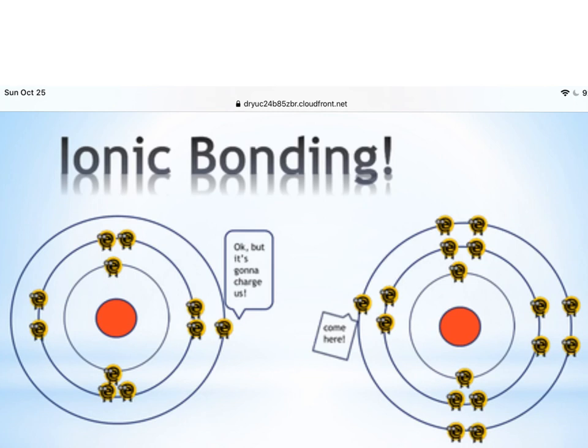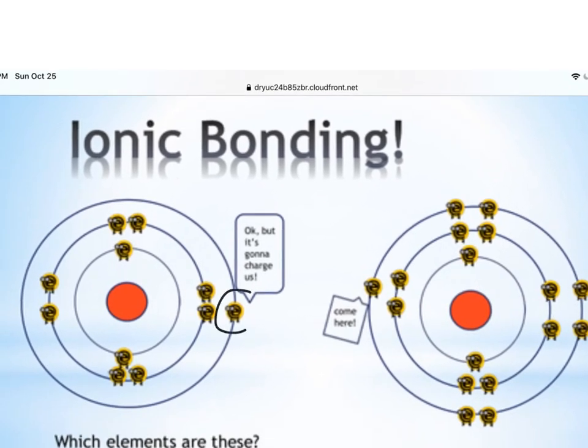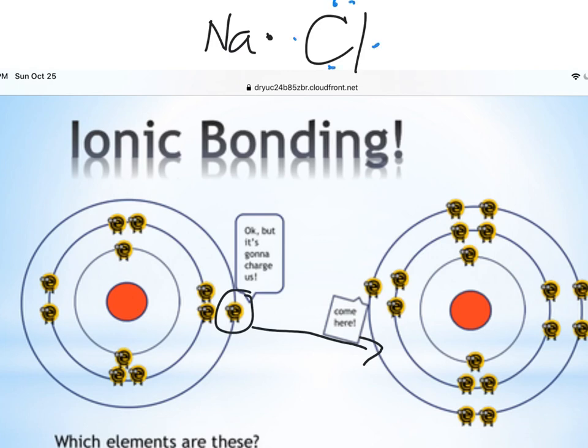Now for ionic bonds, remember that you must have a metal and a nonmetal, and one of your valence electrons is going to transfer to the other element. Okay, so if I have a salt particle, remember these go with your valence electrons. Sodium has one valence electron. Chlorine has 1, 2, 3, 4, 5, 6, 7 valence electrons.